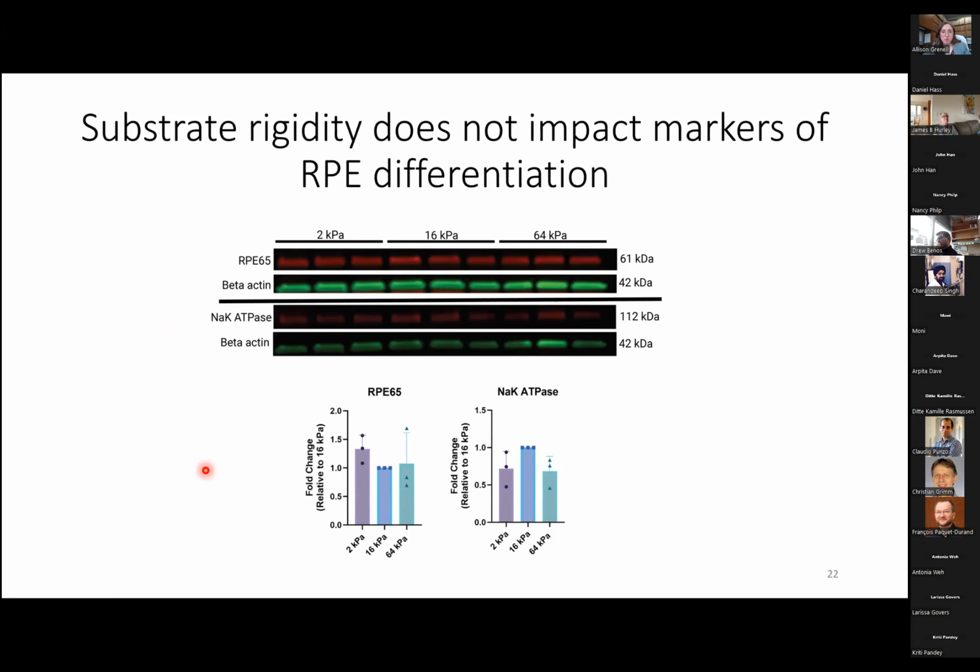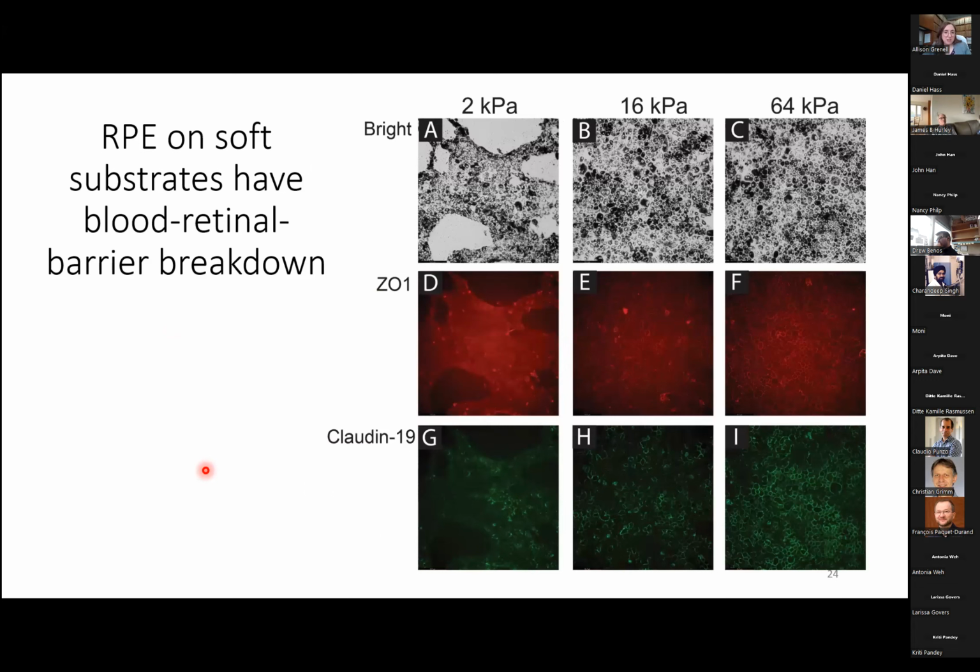And then the last thing I did, actually looking at the cells, visualizing the cells, was looking at the blood retinal barrier, the tight junctions that form between the RPE cells. So here I have the different stiffnesses. This is staining done at day 5. And we have the bright field, and then ZO1 and Claudin 19.